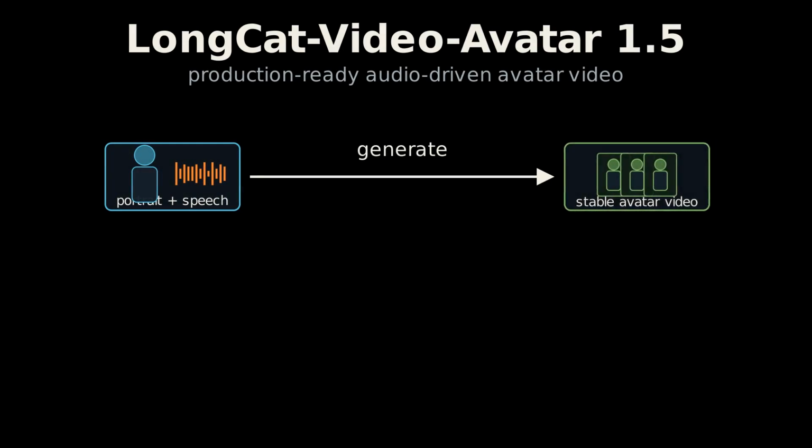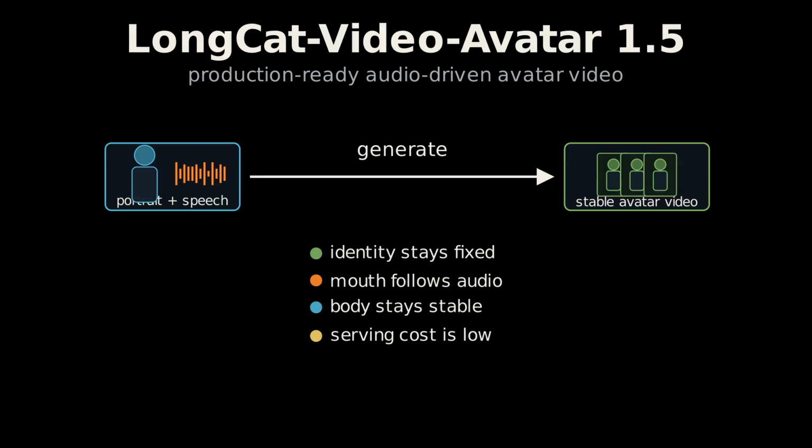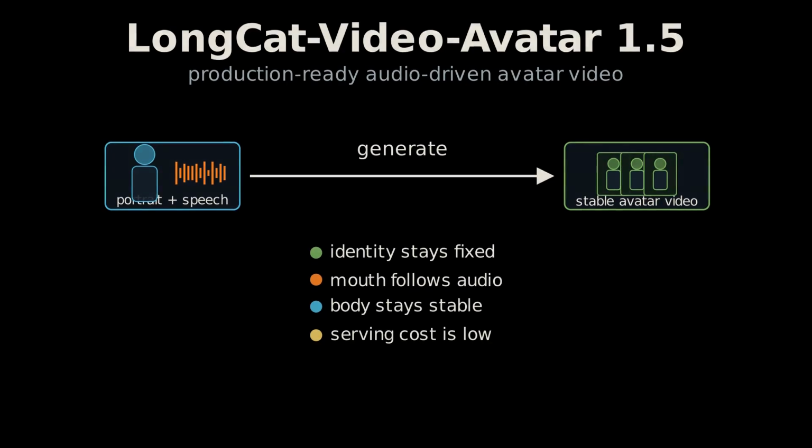LongCat-Video-Avatar 1.5 is a paper about making audio-driven avatar video production ready. The output has to keep the same person, move the mouth with the speech, and stay stable over long clips. So the claim is not one clever block fixes everything. It is a system recipe.